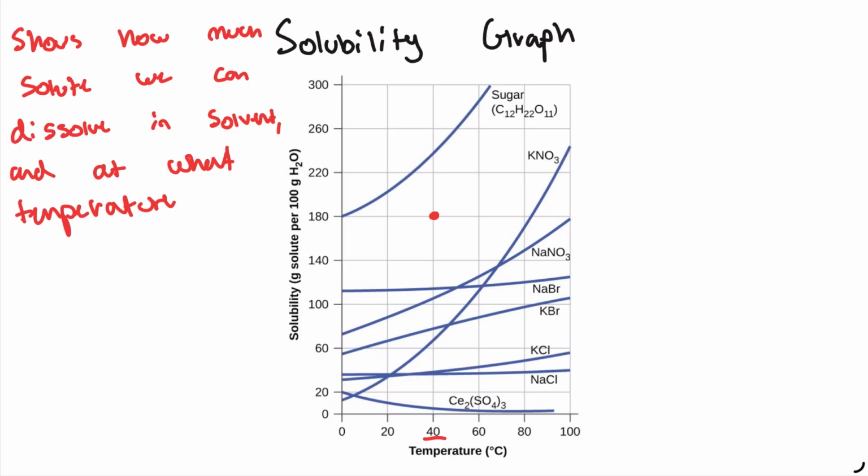What about if we now raise this to 300 grams of sugar dissolved in 100 grams of water at 40 degrees Celsius? That's the point right here. That is a supersaturated solution. And then lastly, what if at 0 degrees Celsius, we have 180 grams of sugar dissolved in 100 grams of water? That's the point right here. That is on the line, and so we say that solution is saturated.